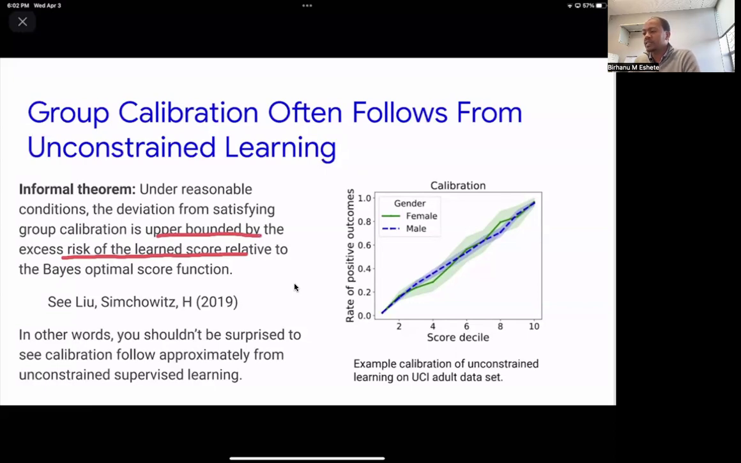So the green line is female and the blue line is male, and this is about gender. So the calibration is happening, and as you can see, as we proceed through the score deciles, the calibration is following more or less a straight line, and the two lines, the green and the blue line, are more or less on the same path. So you don't see a big divergence between the two. So this is a classic example of calibration where it follows from this notion of unconstrained learning. And by the way, this is on the popular UCI adult data set.